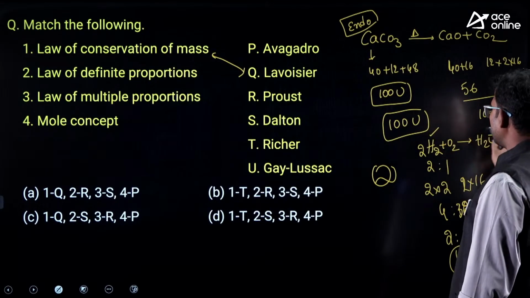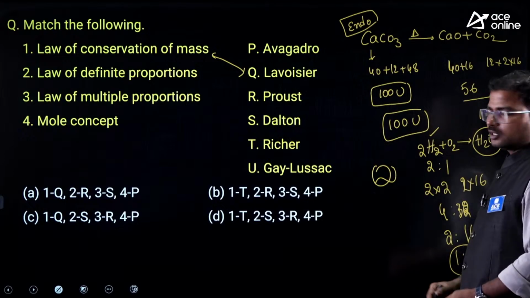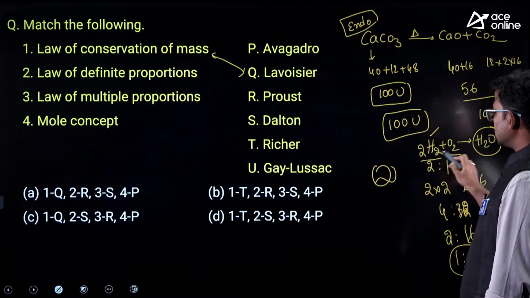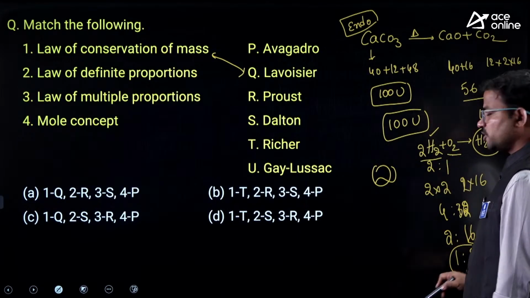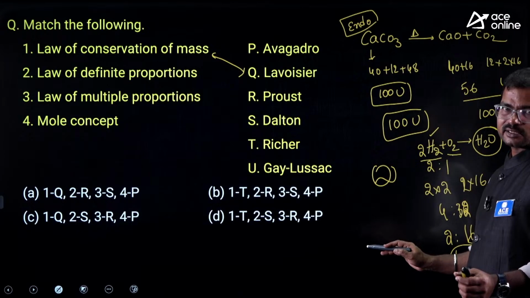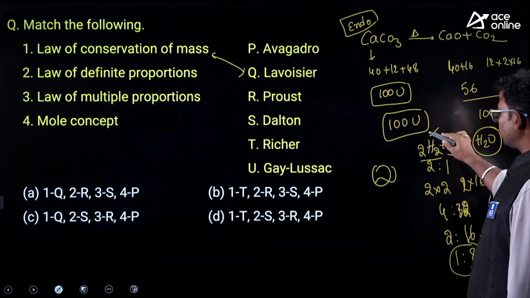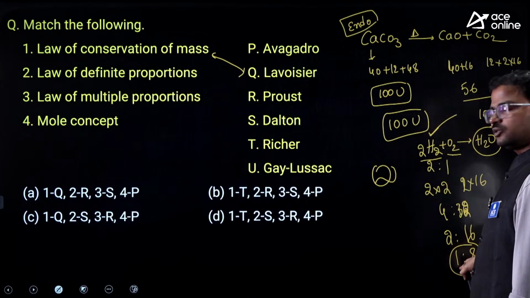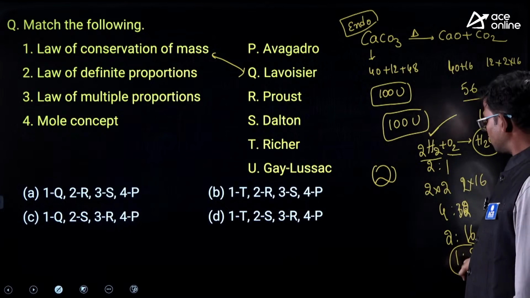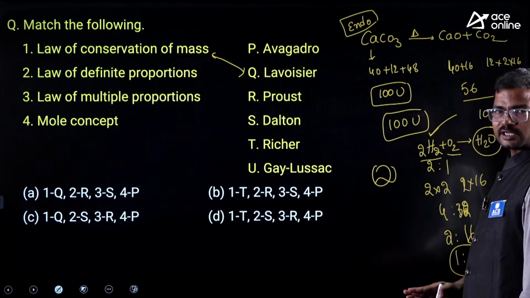So if you make any chemical compound, the reactants' mass ratio would always be constant. If you make water, you should follow this same mass ratio.